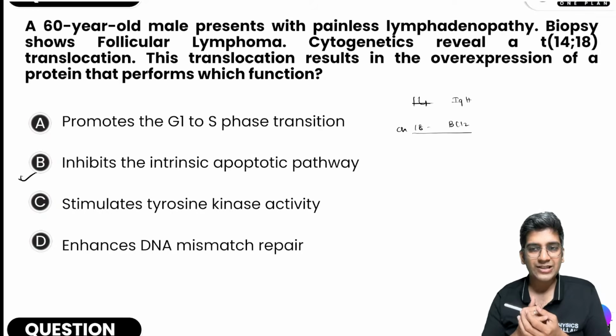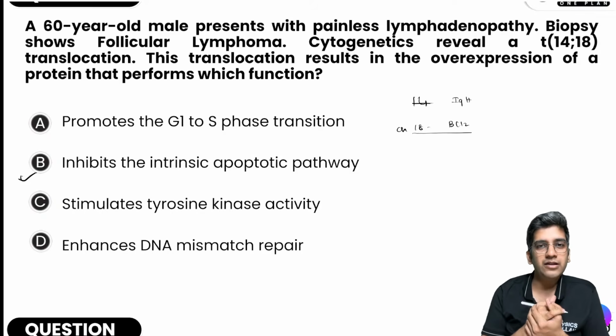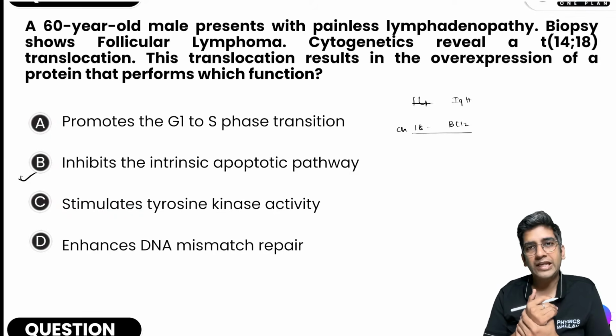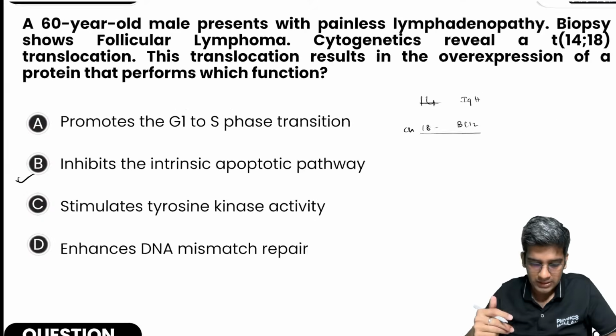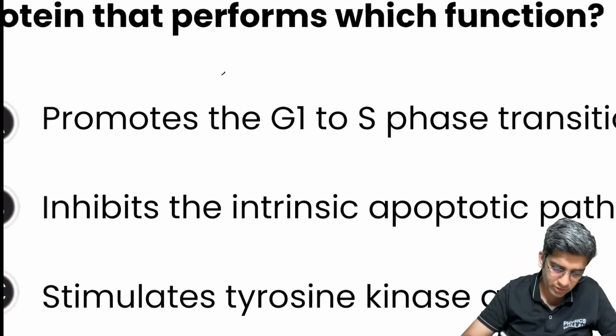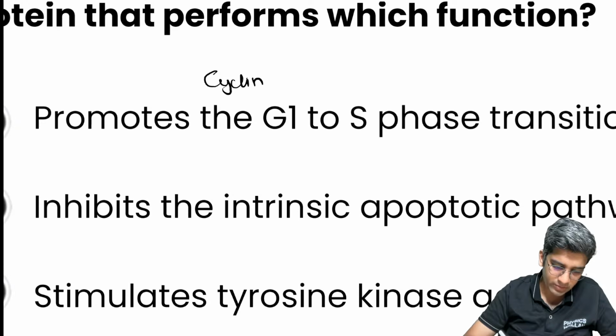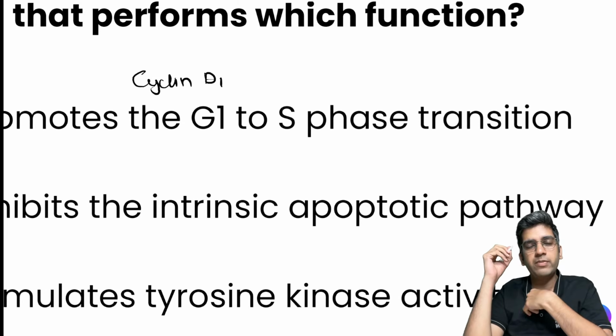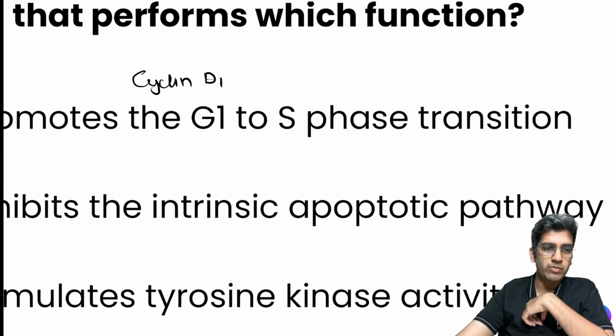Now let's look at the other options and see if we can find a gene or a mutation and a disease or a lymphoma or any other cancer related to that. Which protein promotes G1 to S phase transition? Anyone? G1 to S phase transition is promoted by a protein called cyclin D1. Can anyone tell me in which of the lymphomas cyclin D1 will be mutated or translocated or be abnormal?